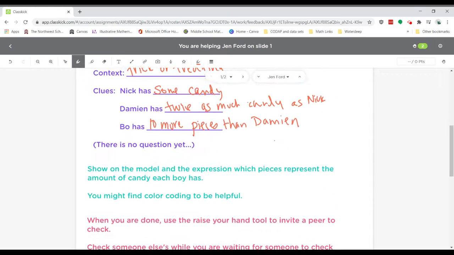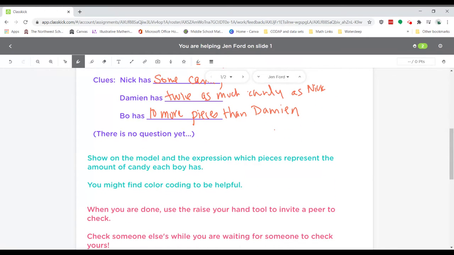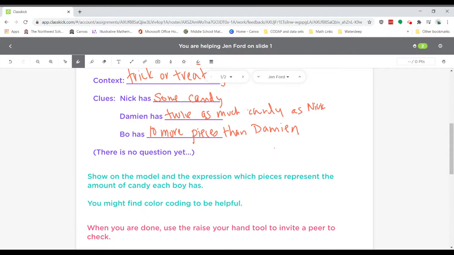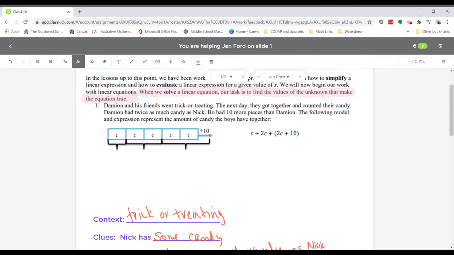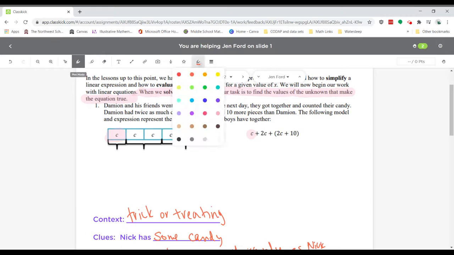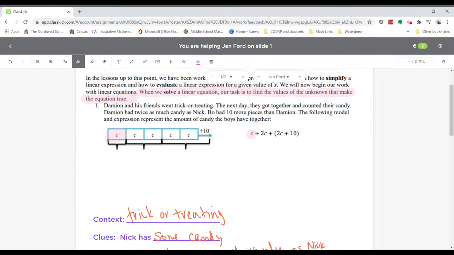Okay. So then the second thing, show on the model and the expression which pieces represent the amount of candy each boy has. You might find color coding to be helpful. All right. So this part right here, which corresponds with that part of my equation, and that's pink, so I'm going to choose pink. That is Nick. I don't know how much candy he has, but that's kind of our basis. Everybody else is compared to Nick.